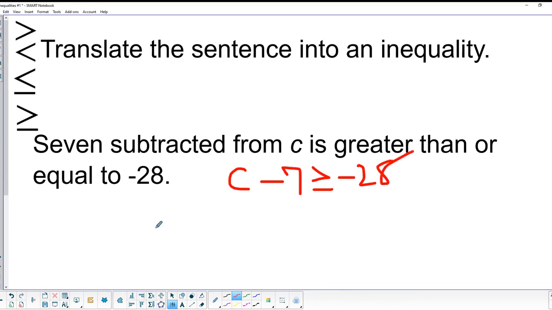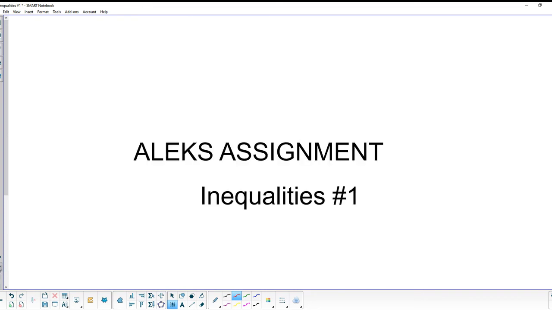All right. Well, that's the kind of problems we're going to see on today's assignment. So look on Alex and look for inequalities number 1. Thank you very much.